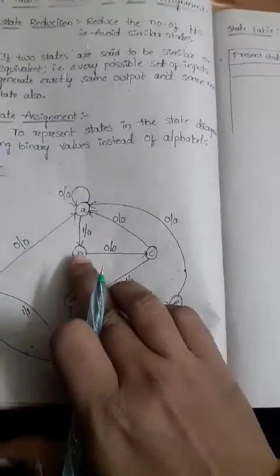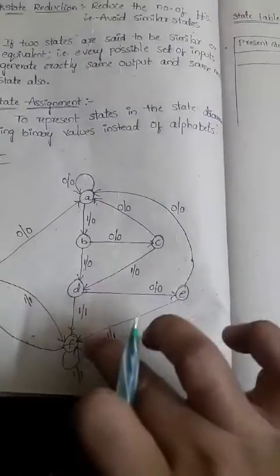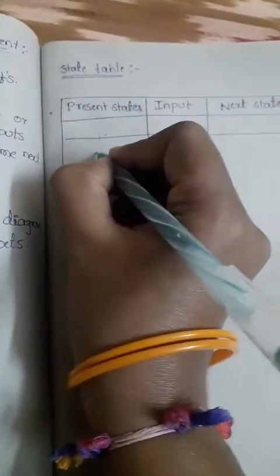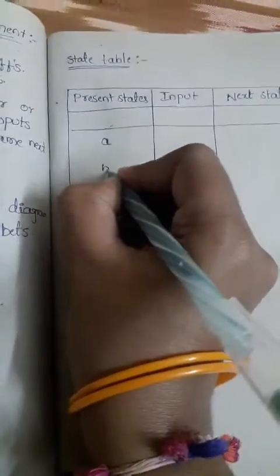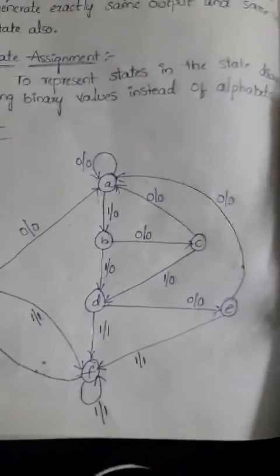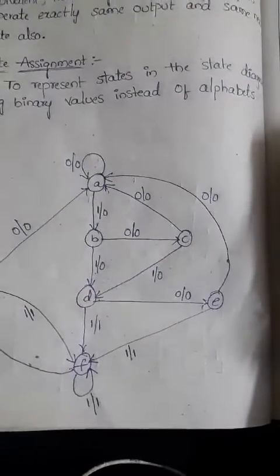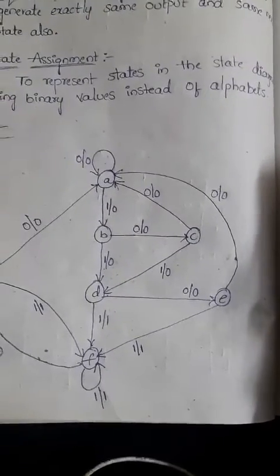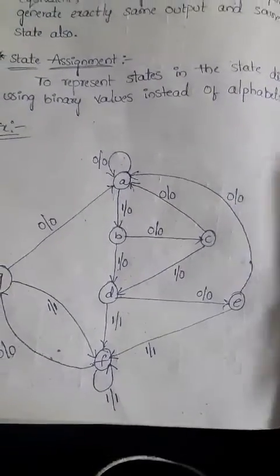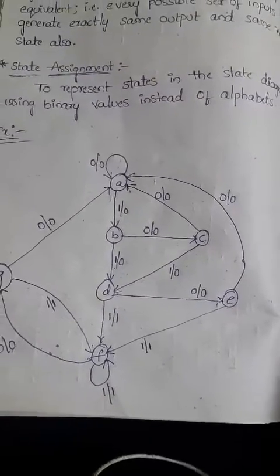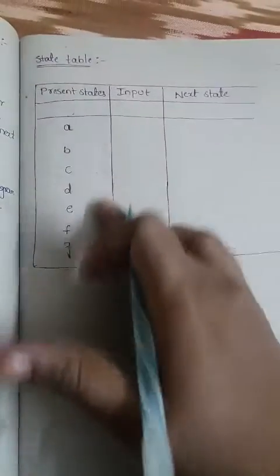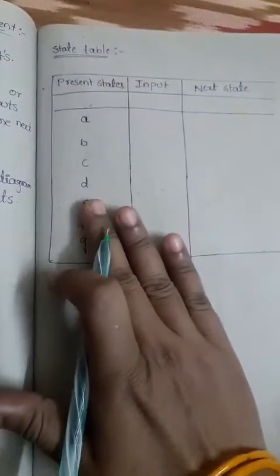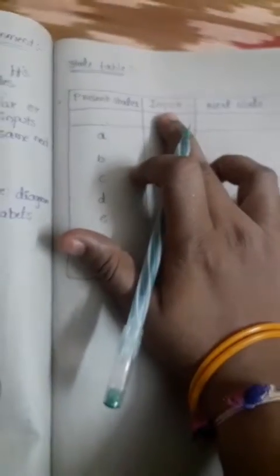So here I can mention the present state. Already they are given: in each circle we have the small alphabet letters that you can place as they are. So the present state values will be A, B, C, D, E, F, G. These are the present state values we are having, already mentioned in the circle. So this is each and every state of the present state. Now we will mention the input here.